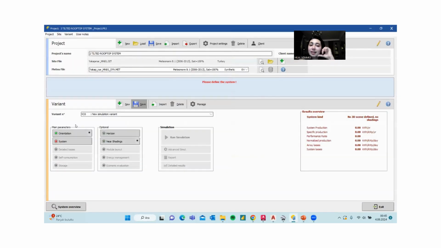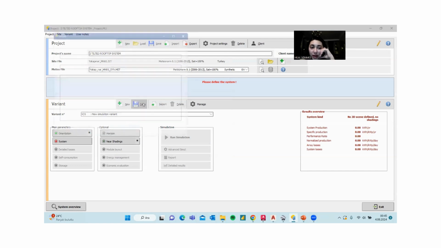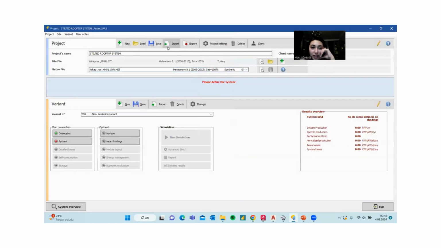Okay. And this was the orientation part. But before moving to the system part, we should surely save our project. We should save our project from the top button and from the bottom button, and in another video we will move forward with the system part.